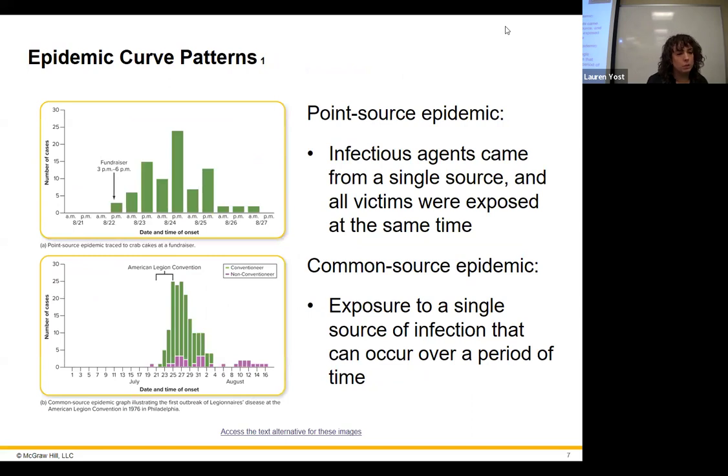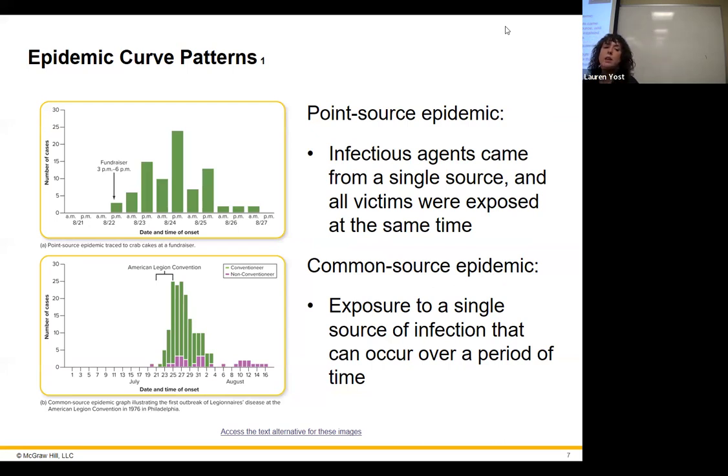We can look at the epidemic curve patterns that it's showing here. But what I really want you to focus on aren't the curves, because I'm not going to ask you about the curves. What I'm going to ask you about are the types of epidemics, basically how they originated. Point source, common source, and the other one is propagated. So there's three. The first one is point source. We're going to get broader as we go.